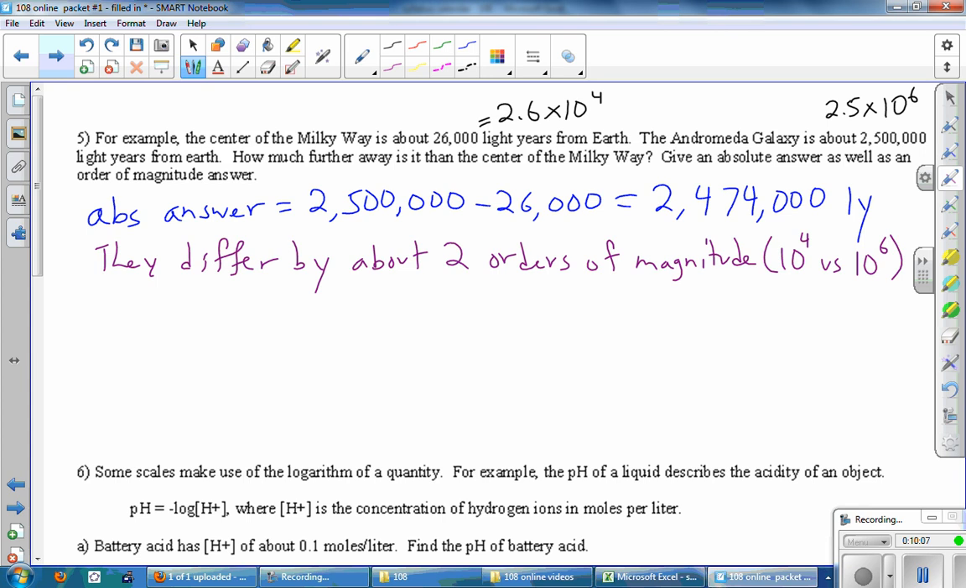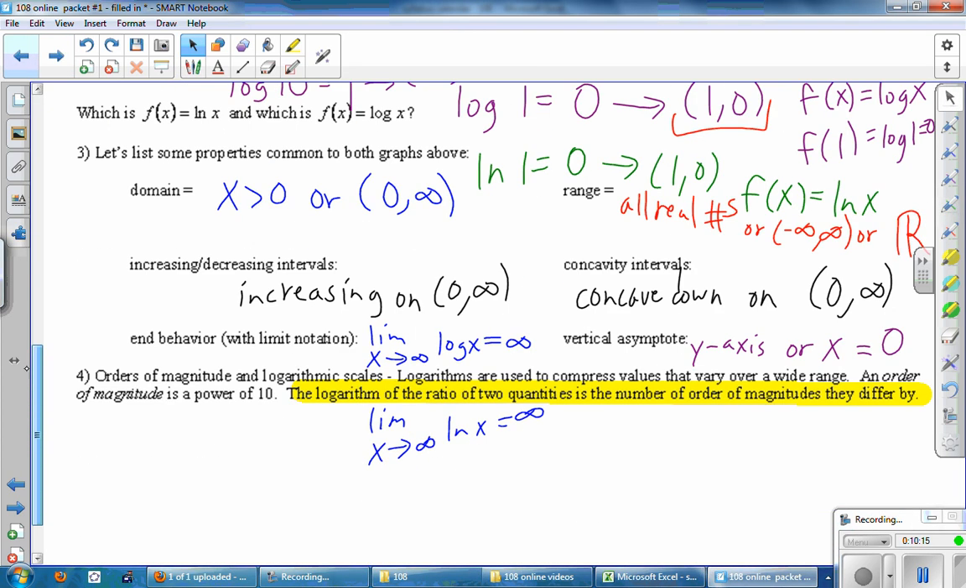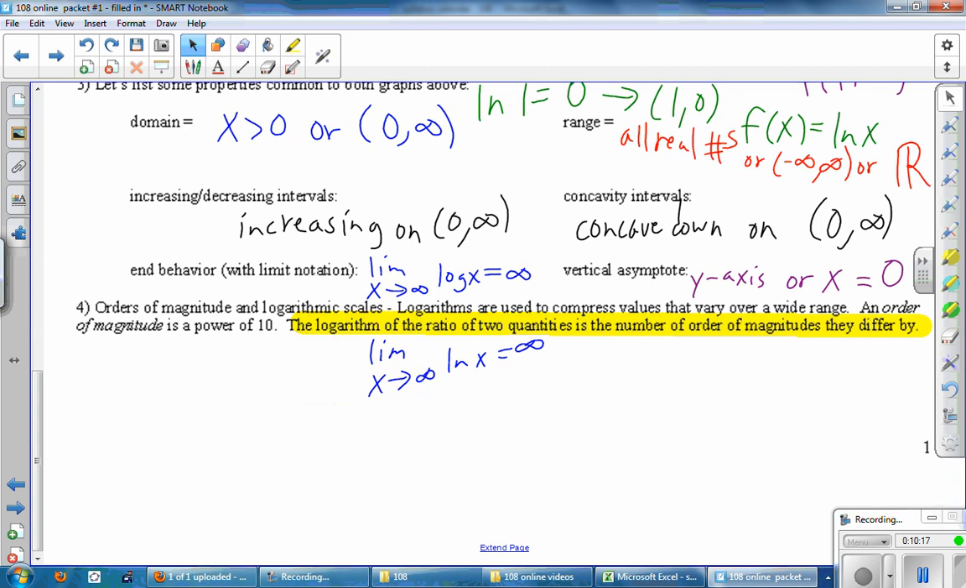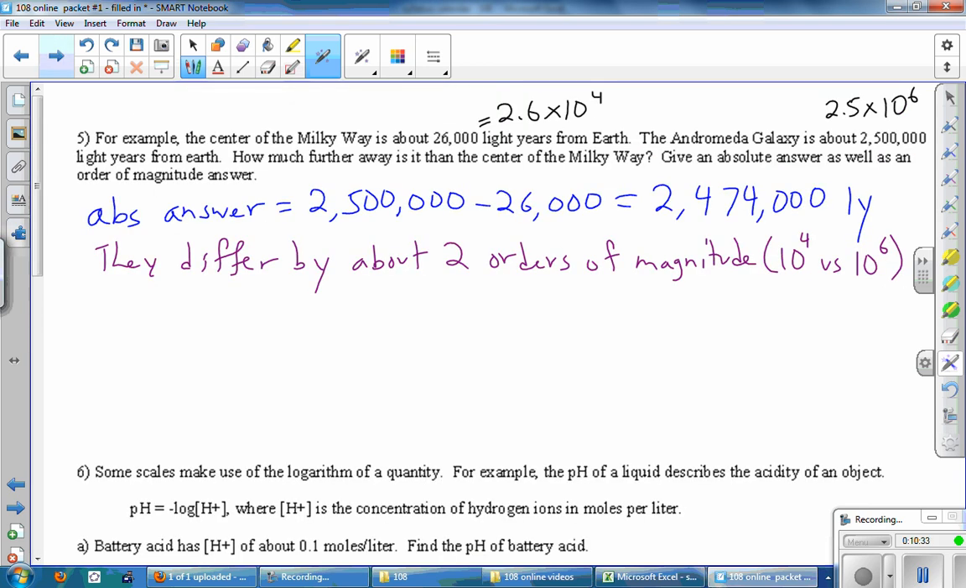But let's see if we can figure out exactly how many orders of magnitude apart they are. So we'll go back to that crazy sentence from the previous page. The logarithm of the ratio of two quantities is the number of order of magnitudes they differ by. So we're interested in this number. How many order of magnitudes do they differ by? We think it's about 2, but it's not exactly 2. We're going to take the log of the ratio. Log of the ratio. And this is not any old log. This is the common log, base 10. We're thinking about orders of magnitude, which are powers of 10. So we're going to do the log of the ratio, big one to the small one.